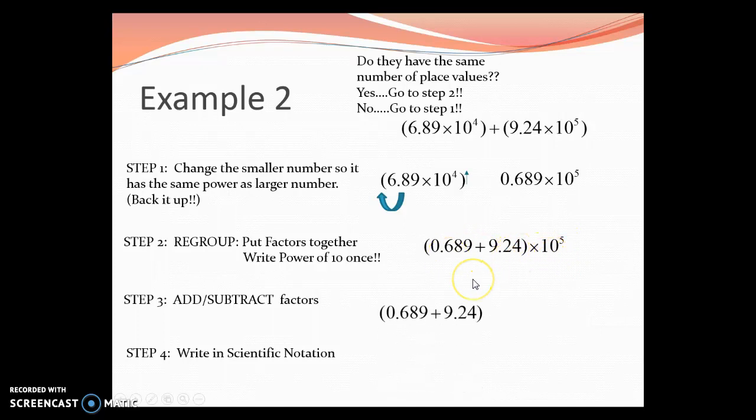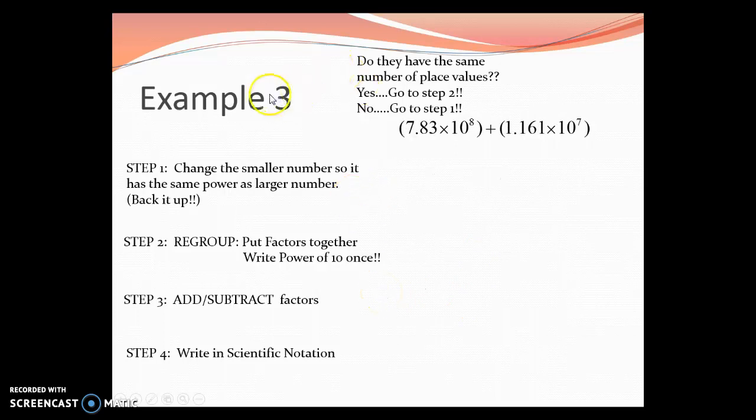We're going to add these numbers together, and that's going to give us 9.929 times 10 to the 5th. So we just did step 4. We put our two numbers together, our power of 10 and our addition. Literally the same problem here.